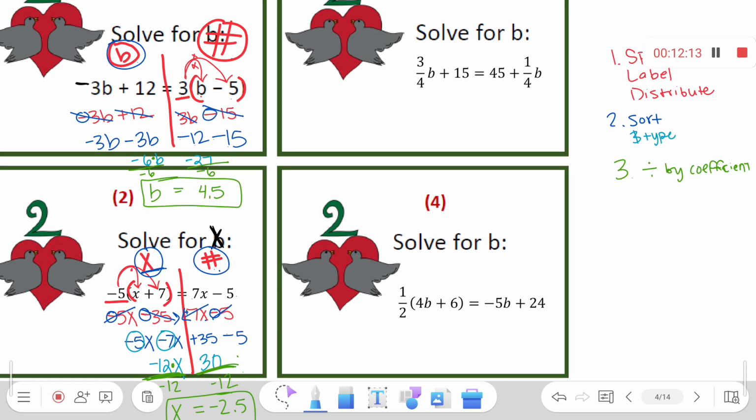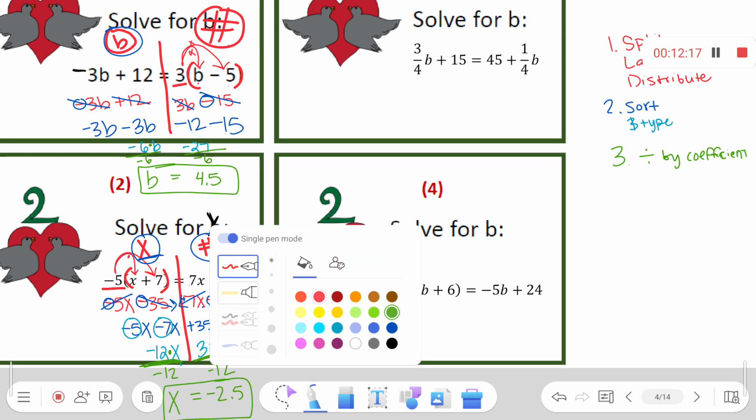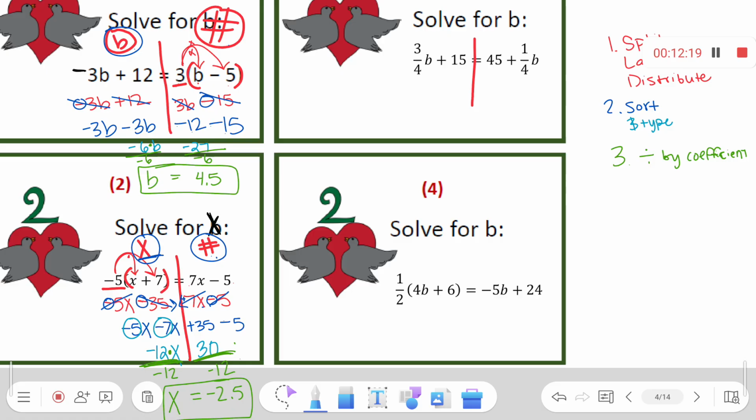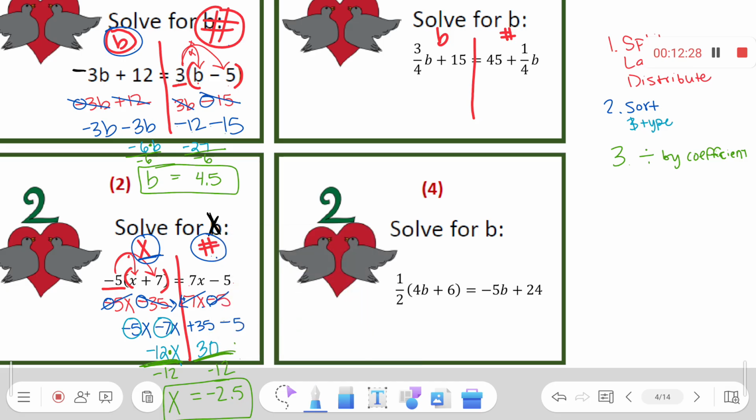Looking at number 3, we have to solve for b. So I'm going to start by split, label, and if I can, distribute. Split, label, and I can't distribute, there's no parentheses. So I go straight into the next step, which is to sort my terms. 3/4 b on the b side, it stays. Because it stays, it keeps its sign. 3/4 b.